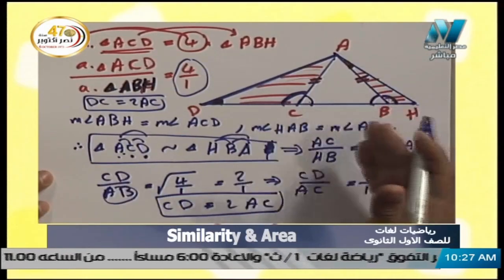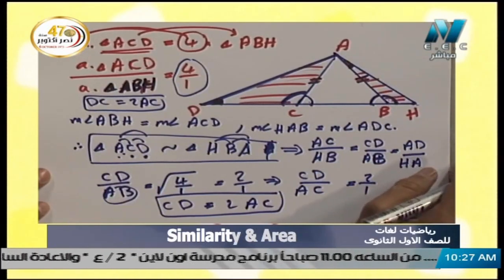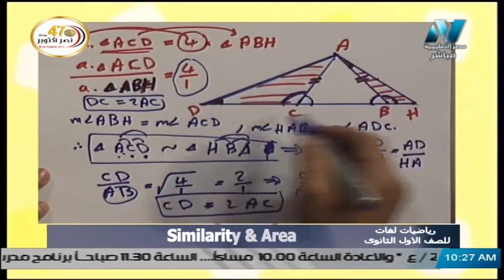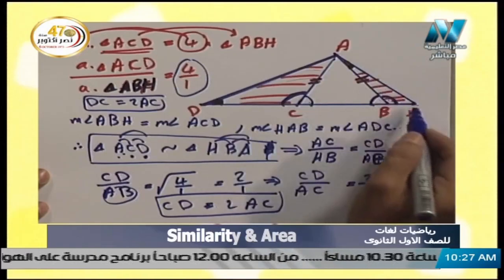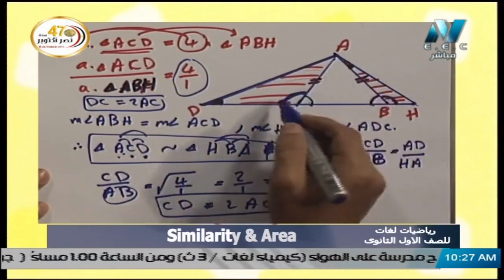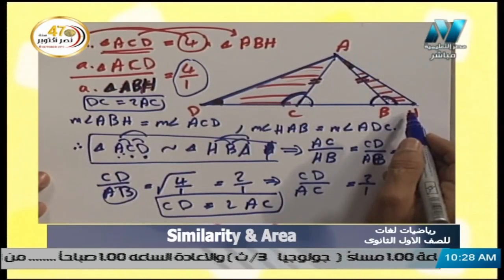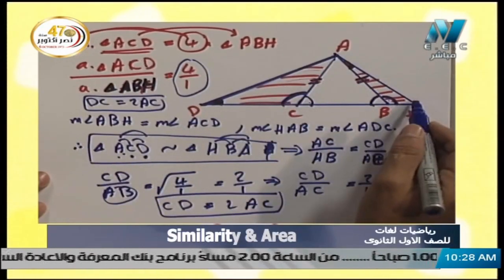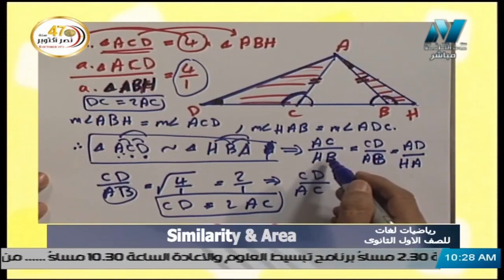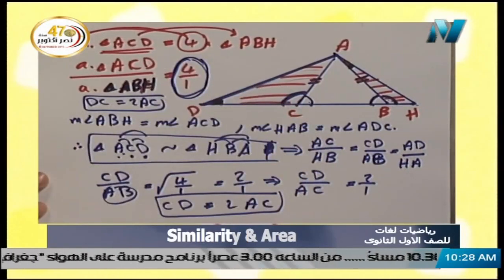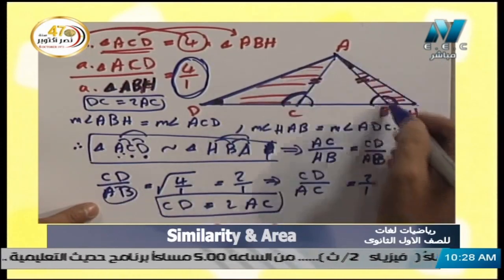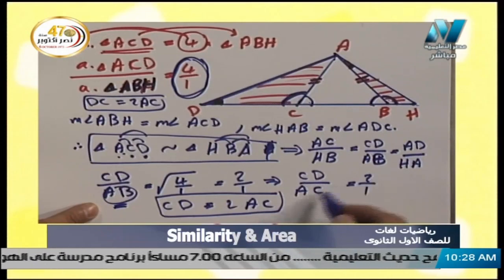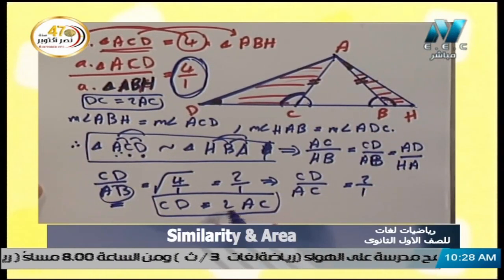Okay, let's review these two triangles again. We benefited from our previous studying about the properties of isosceles triangle ABC: measure angle ABC equals measure angle ACB. So measure angle ABH equals measure angle ACD. And we have measure angle HAB equals measure angle D from the given. So we have two angles equal to angles in triangles ACD and ABH. So triangle DAC is similar to triangle ABH, and we deduce that each ratio equals the square root of the ratio of the areas. So we have the square root of 4 over 1, which equals 2 over 1, and because AB equals AC, we replace AB by AC, and using cross multiplication we deduce that CD equals twice AC.